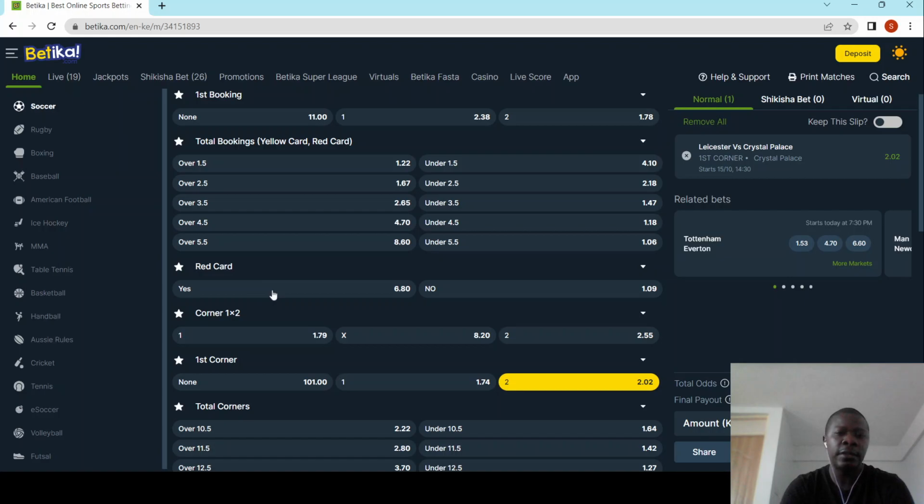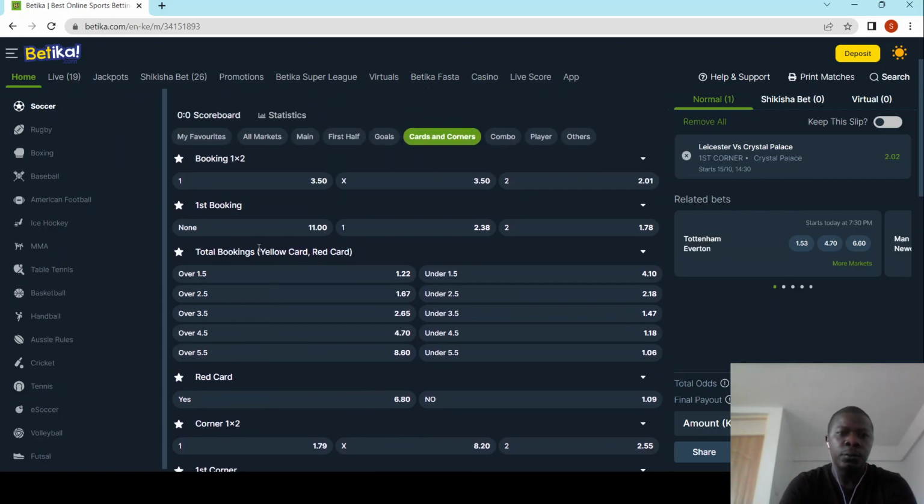Actually, you can bet on first booking, who will get none. If nobody will be given a yellow card or red card, you can bet on none and get this odd. If you are correct, you get good money. But you can also predict which team will be booked first, who will be given a yellow or red card first. It could be the home team or it could be an away team. You can also work with that.